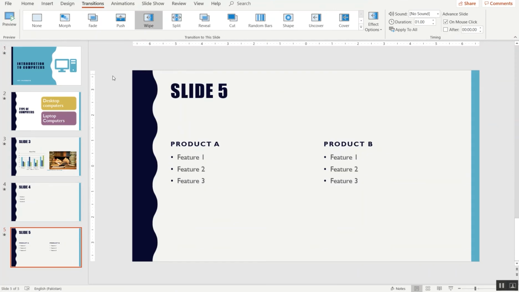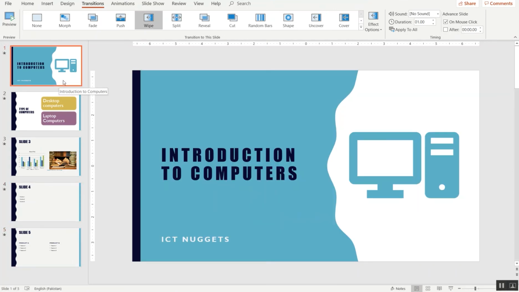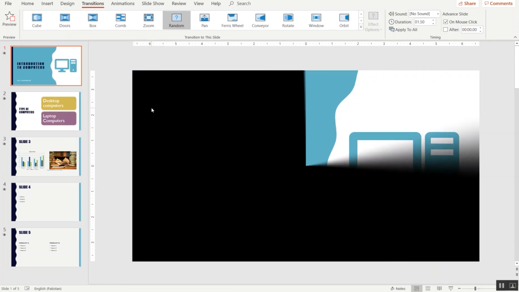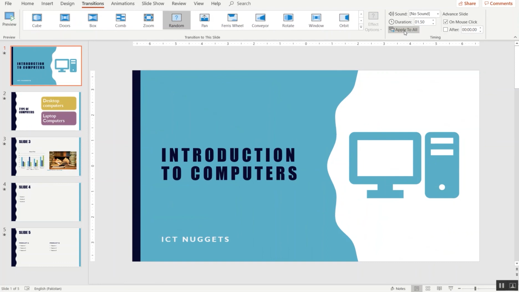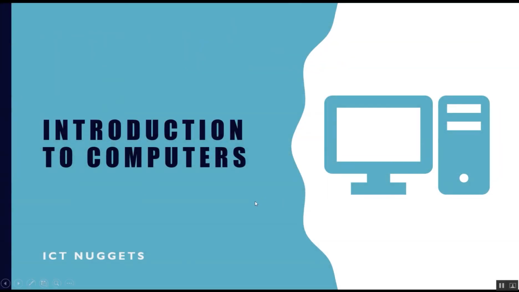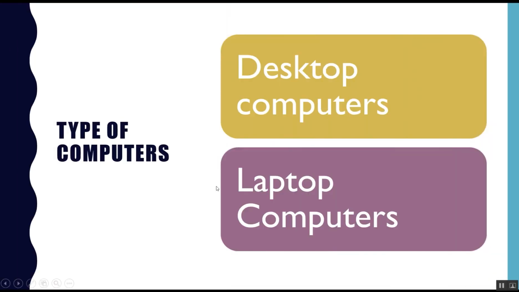Another option is that if you want to apply a random transition, you can do that. If you click on this arrow, you have this option, random. Click here and click apply to all. That's it. If you now go to the slideshow mode, you will see that PowerPoint will apply random transitions to each slide. If I go to the next slide, this is the transition effect for the second slide.